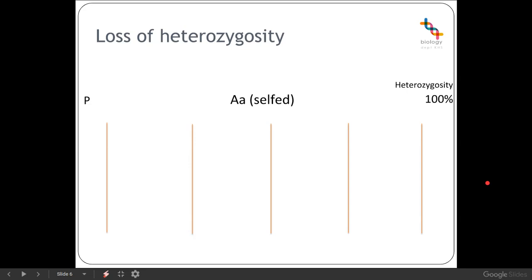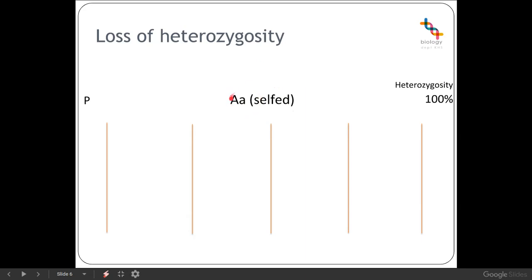If we take our parent generation and say they are all heterozygotes and they have been selfed. Now what that means is the process of self-pollination. If this is our plants, they've been bred using their own pollen to fertilise their own flowers. So those are heterozygotes, and at this point we've got 100% heterozygosity.